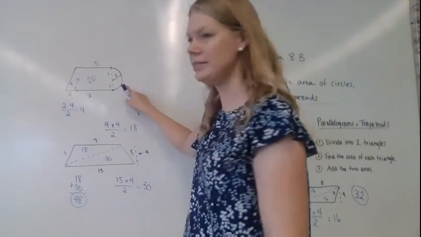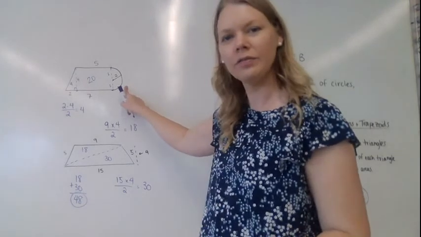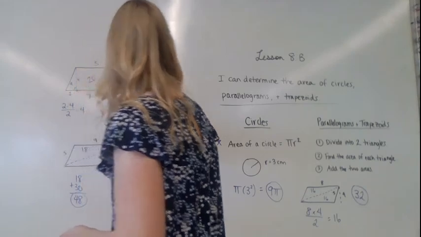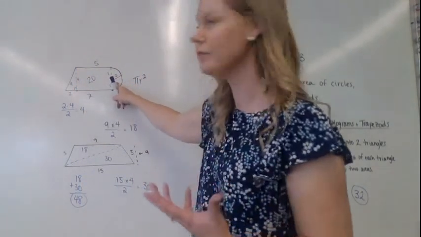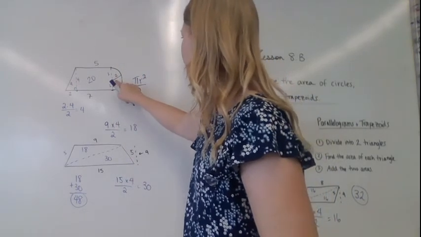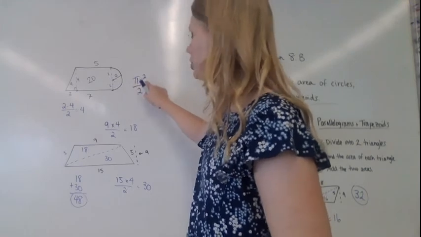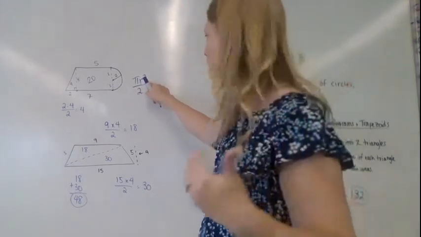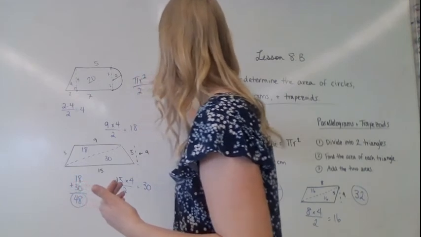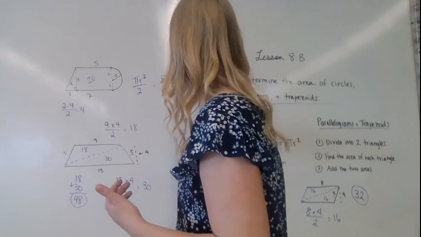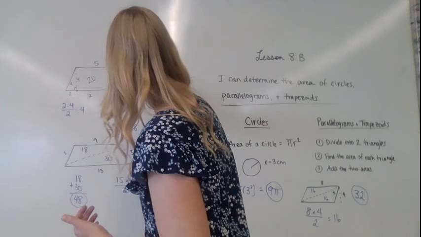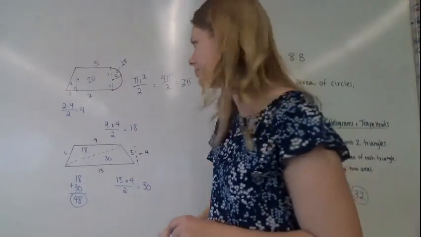Last component is this semicircle. So now we need to use our area formula for a circle, which is pi r squared. But then we also see that, again, it is a semicircle, which is half of a circle, so we will divide that by 2. Our radius r is 2. So 2 squared, 2 times 2 is 4. So we're going to have 4 pi divided by 2. 4 divided by 2 is 2. And so the area of the semicircle is 2 pi.